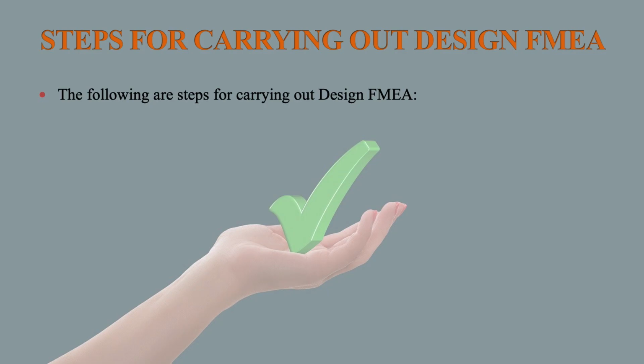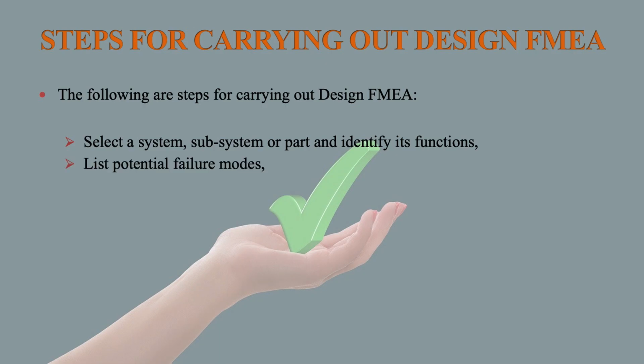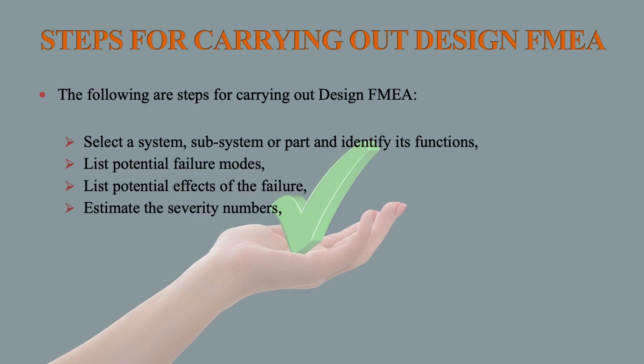Steps for carrying out design FMEA. The following are the steps for carrying out design FMEA. Select a system, subsystem or part and identify its functions. List potential failure modes. List potential effects of the failure. Estimate the severity numbers.